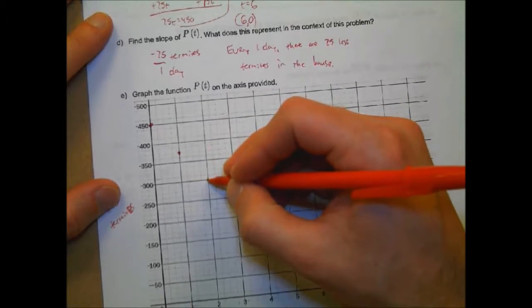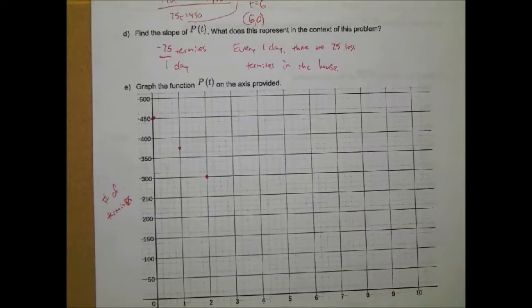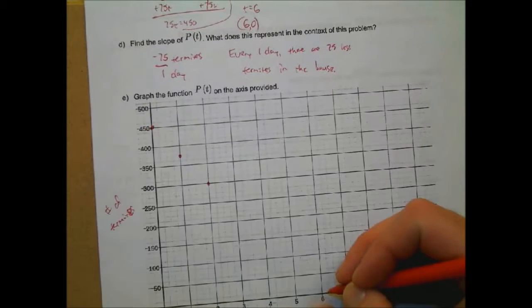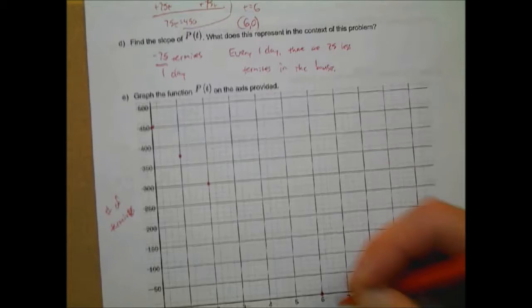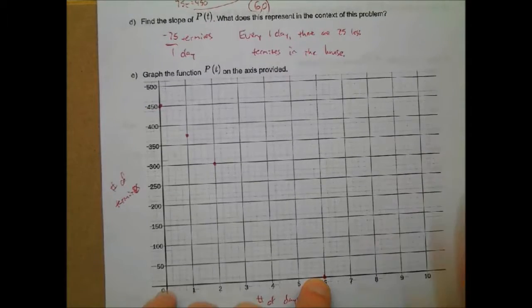There is another point that we already figured out, though. What was the other point we figured out? We haven't plotted it yet. 6, 0. So we could just plot the y-intercept and the x-intercept, kind of like Alex had us do for the warm-up. He just found the y-intercept and the x-intercept, and then we can connect those dots, and they should all be on that same line.